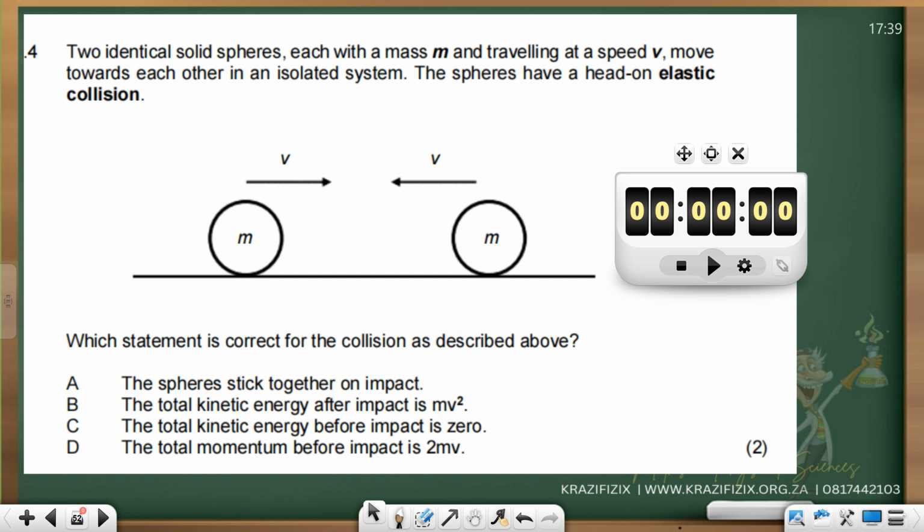Two identical solid spheres, each with mass m and traveling at a speed v, move towards each other in an isolated system. The spheres have a head-on elastic collision.